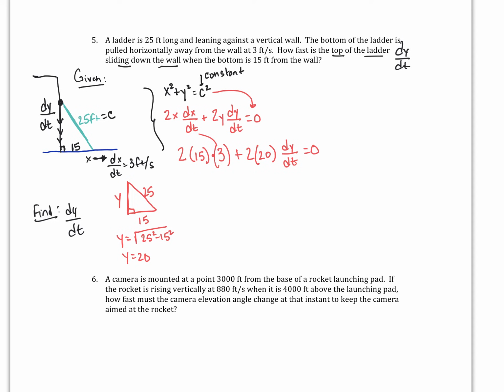All right, so 40 dy dt equals, this becomes 30 times 3, bring it over, negative 90. dy dt is going to be negative 9/4, which is negative 2.25. I'm going to ask you again, this is feet per second. I'm going to ask you again, why is that negative?